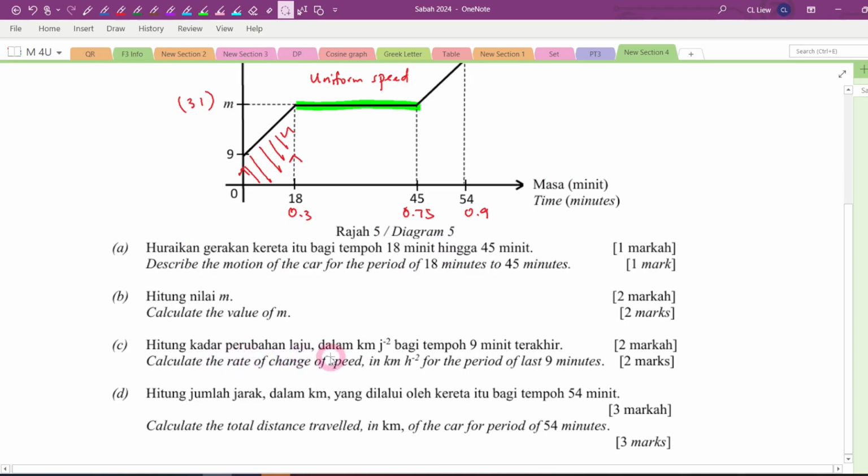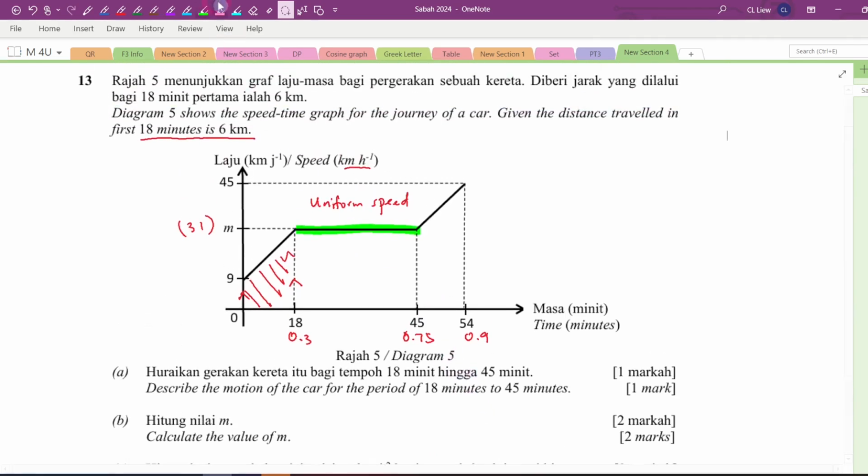Calculate the rate of change of speed in kilometer per hour square. So look carefully at the given unit. For the period of last 9 minutes, which means here. So the rate of change of speed, this is acceleration. So if we have a graph of speed against time, we find the gradient of the graph, from 31 kilometer per hour to 45 kilometer per hour.